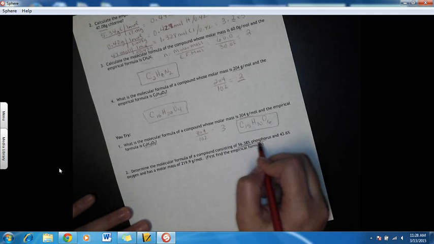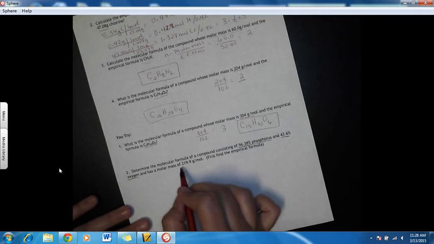Right, because 3 times 5, 3 times 10, and 3 times 2. And the next one, we're going to determine the molecular formula of a compound that's 56.38% phosphorus and 43.6% oxygen, and has a molar mass of 219.9. Well, first we need to find the empirical formula. So we take our masses. Remember, we just use our percentages as a mass. So we have 56.38 grams of phosphorus, and then 43.6 grams of oxygen.